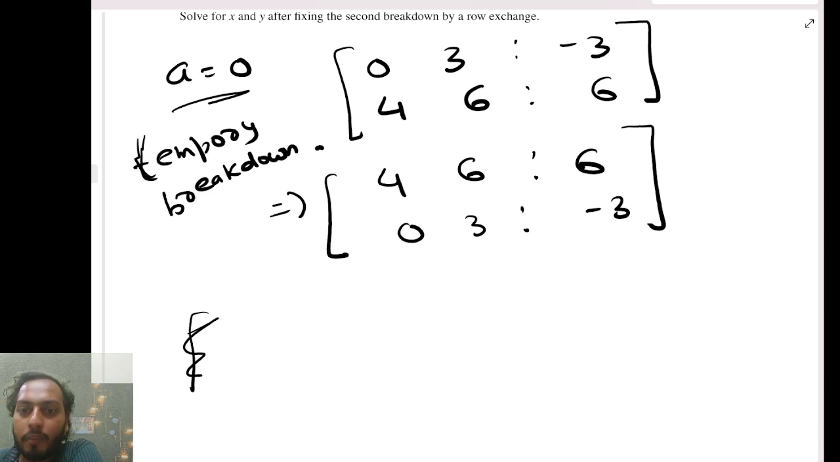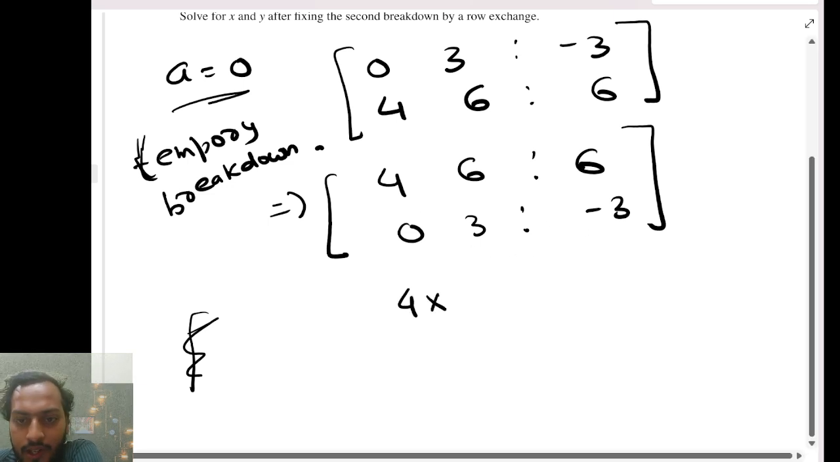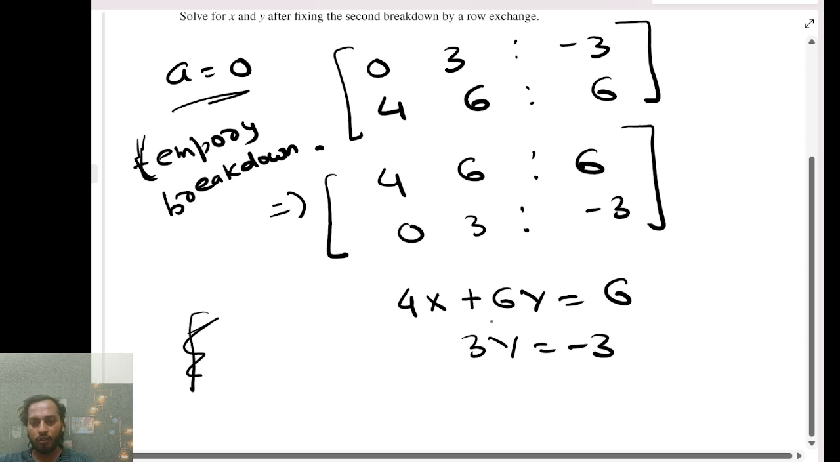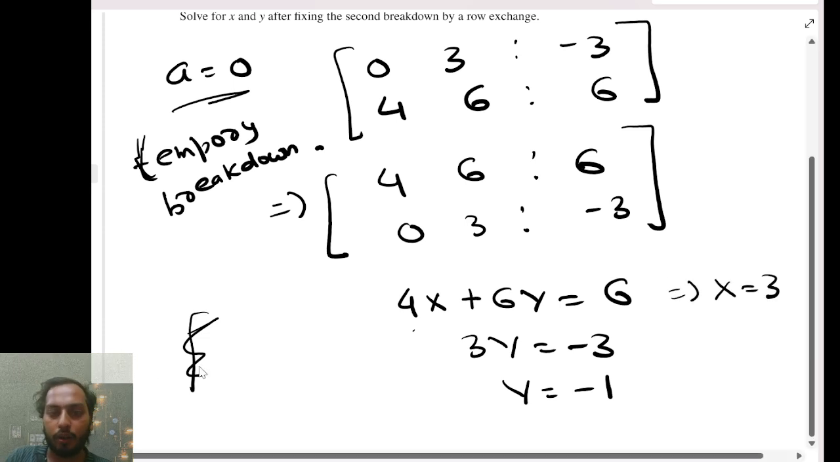This is my upper triangular matrix. If you write down the system, it is 4x plus 6y is 6 according to the first equation, and 3y is minus 3 according to the second row. So what is the value of y? Minus 1. And if you put y as minus 1 here, my first equation becomes 4x minus 6y is 6, so 4x is equal to 12. I think x would be 3. That's my solution if it is a temporary breakdown.